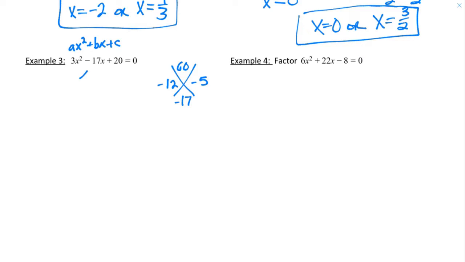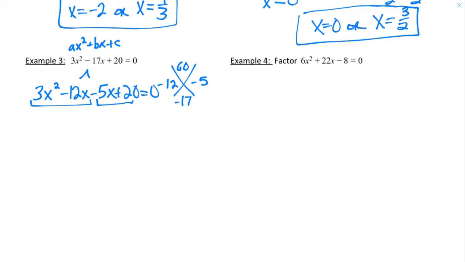So let's go ahead into our expression over here. First term remains the same. The second term, we're going to split into those two factors. So we'll split it into negative 12x and negative 5x. Our last term there, 20, will remain the same. And of course, we have equals 0. Since we have 4 terms, we'll now group them and we'll factor by grouping.